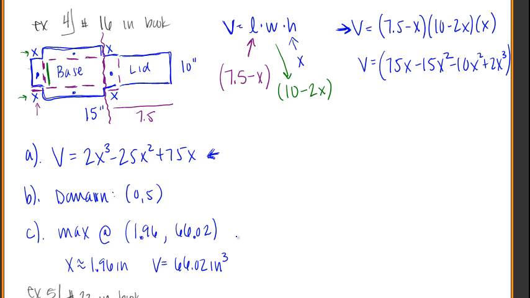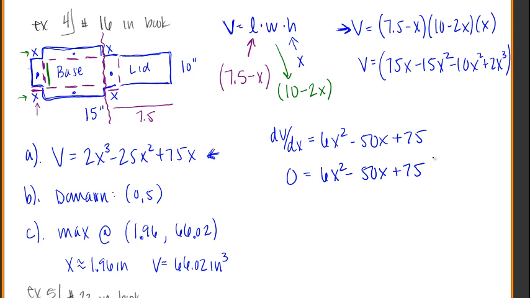Alright, and then in part D, we just want to confirm our results analytically. So we want to see if this actually does get it. Let's take the derivative of our volume equation. So dV/dx is going to be 6x squared minus 50x plus 75. Okay? If I set that equal to 0, to try to finish solving this out and see if it works, you get 0 equals 6x squared minus 50x plus 75.